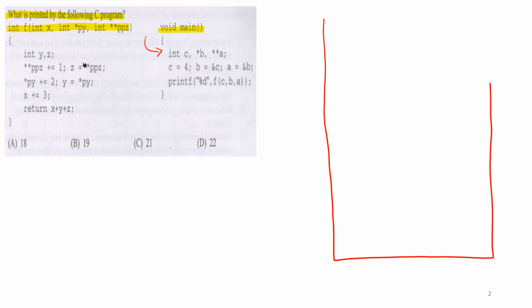Now we know that every program begins its execution from main, right? So when control enters main, we have a stack. This is the stack we have, and it will contain the stack frame for main. So this is the stack frame for main.